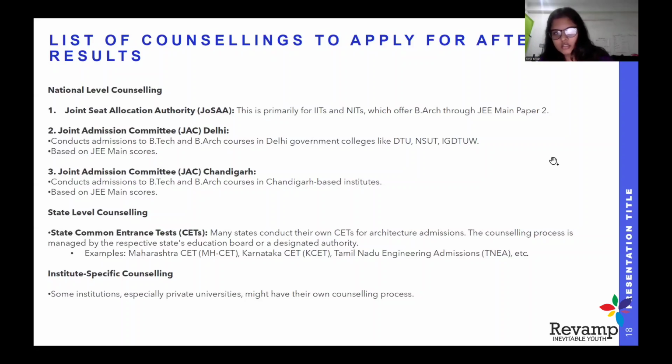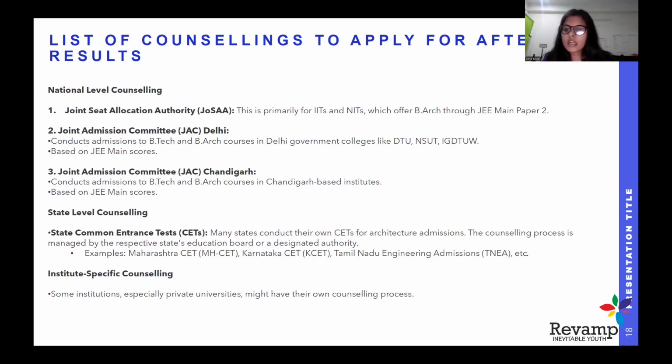So the joint entrance we were talking about is JOSAA, which is the Joint Seat Allocation Authority. Through this, you get your colleges which are IITs, and there are some other colleges also which participate in JOSAA. So if you have given JEE Mains paper 2, you have to participate in this so that you can go into a college. These are national level college counselings. You can get college all over India through this.